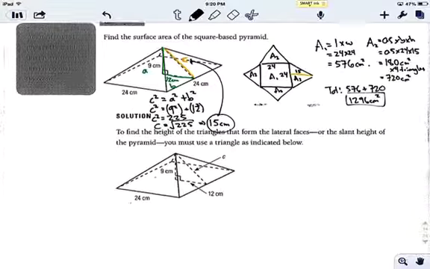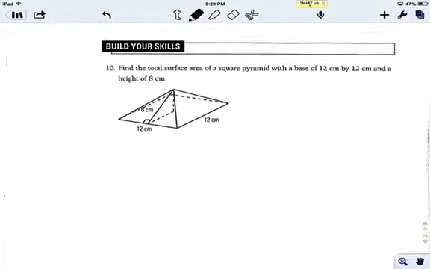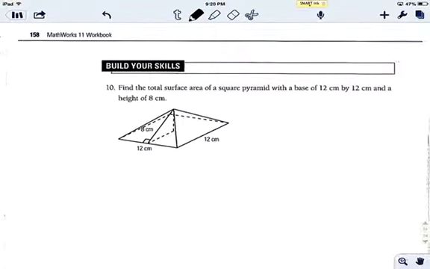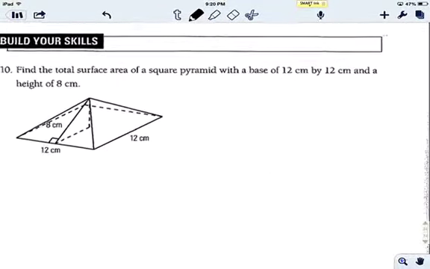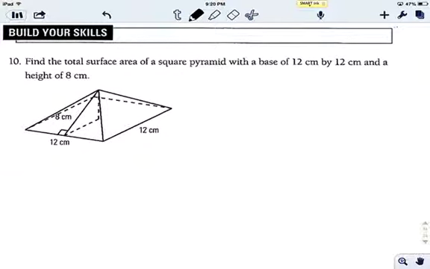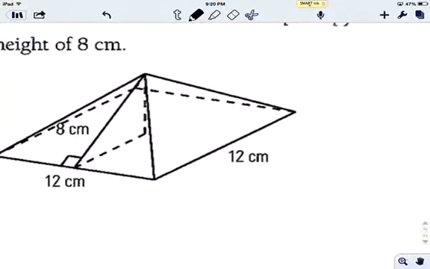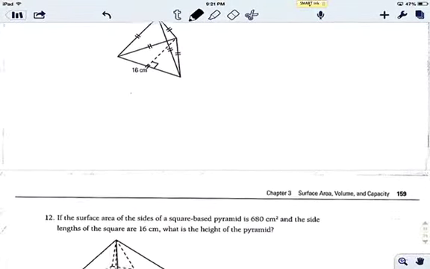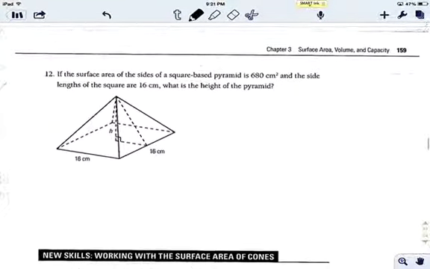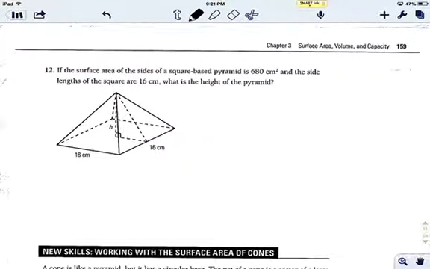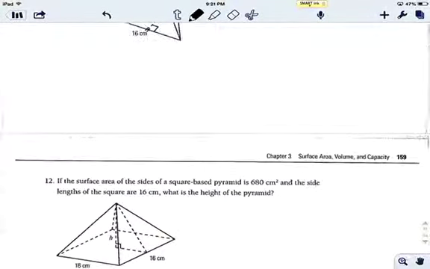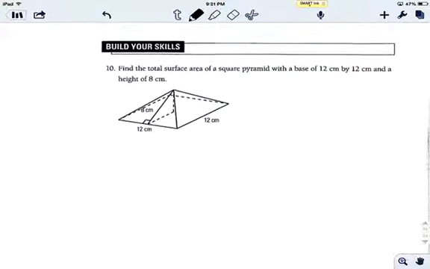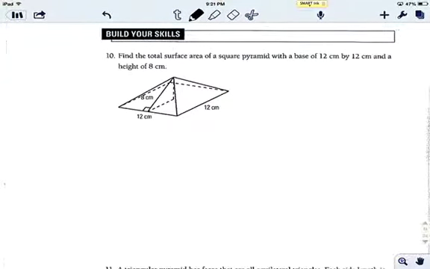So now I'd like you to try the next problem on your own, which is number 10 on page 158. Okay, and you'll notice here that this problem has given us the slant length. Okay, that 8 is referring to the slant length, it's not the height. Okay, so I want you to try number 10. Don't worry about number 11. So I'd like you just to try number 10, please. And on the next video, I'll show you how to solve that.